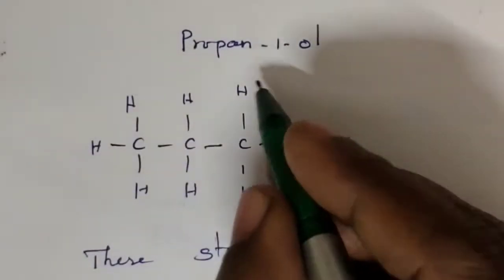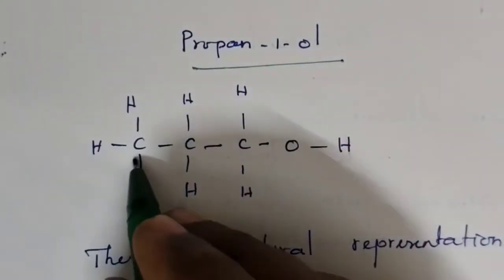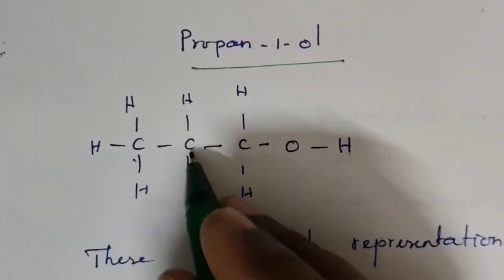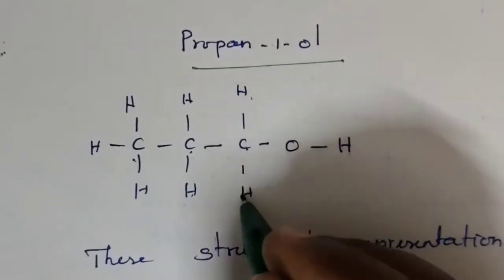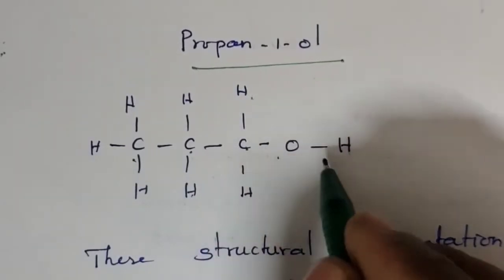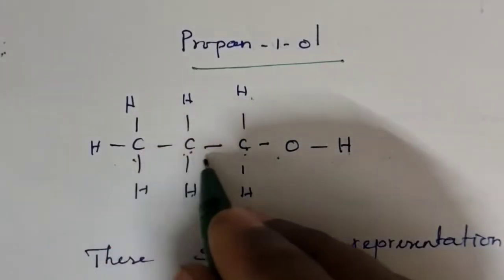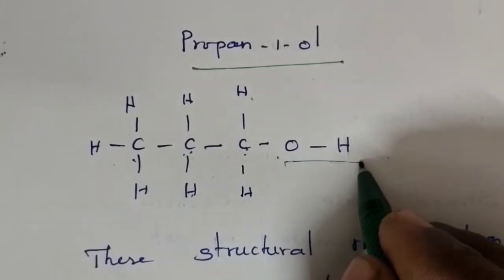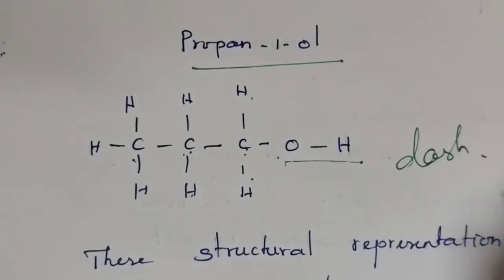One more example of a dash structure: propan-1-ol. Here the first carbon atom has 3 hydrogen atoms. This is joined with another carbon atom with 2 hydrogen atoms, and another carbon atom with 2 hydrogen atoms and OH. So there are 1, 2, 3 carbon atoms, so it is propane. The OH group is there for propanol. This structure is called a dash structure.